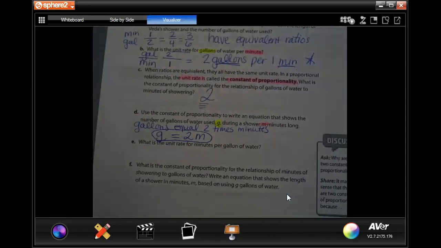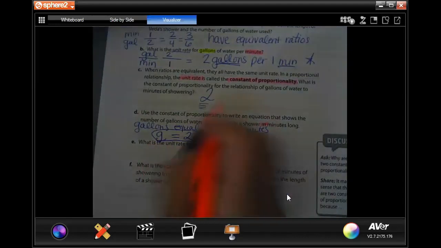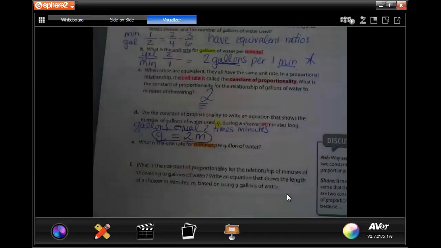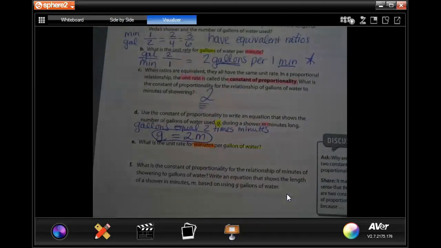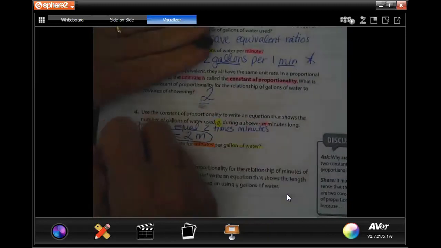Next, what is the unit rate? Ooh, look at this. This is different. What is the unit rate for minutes per gallon? So now we're flip-flopping it. We're doing minutes per gallon.